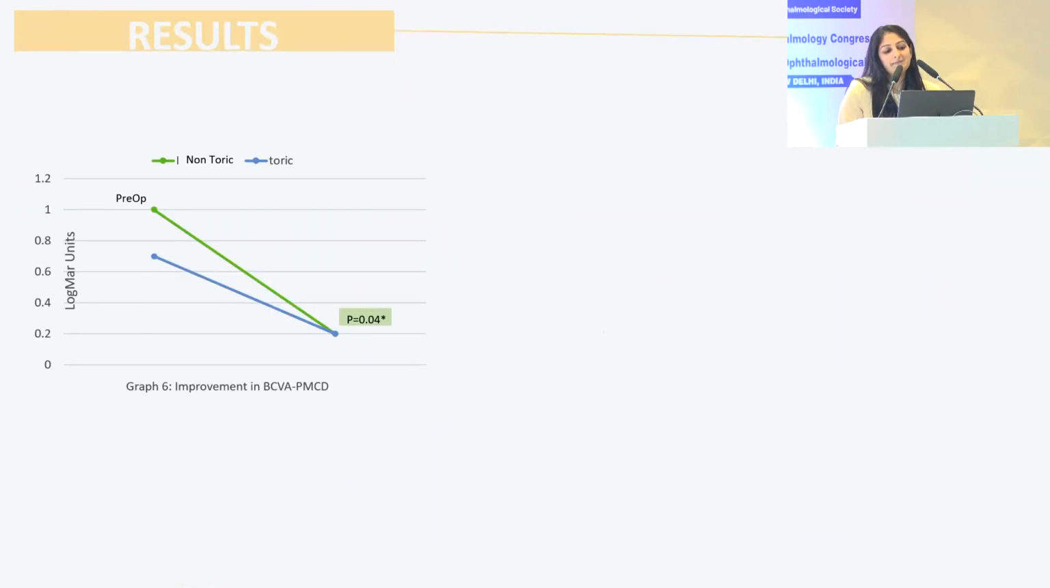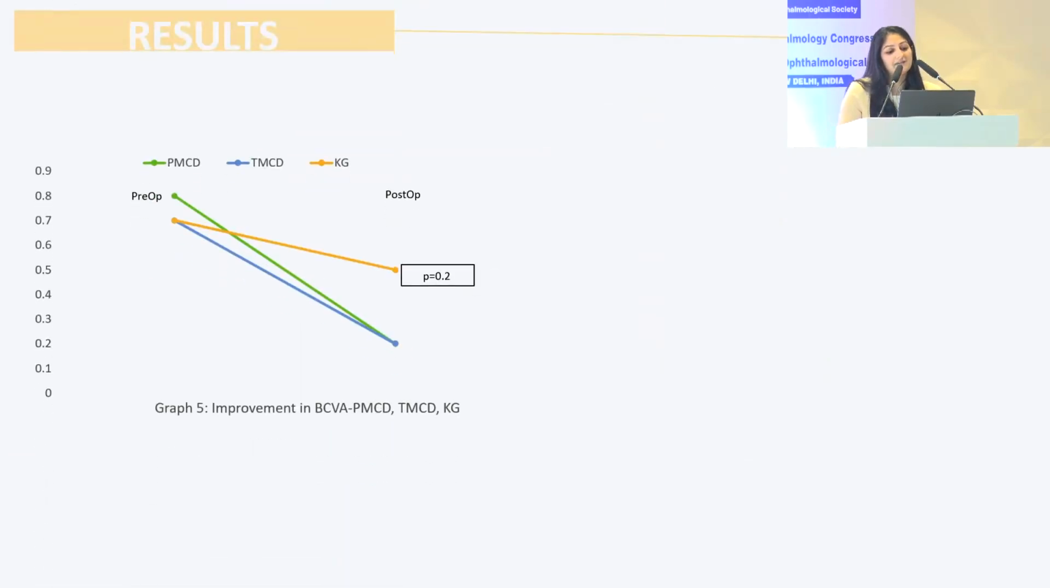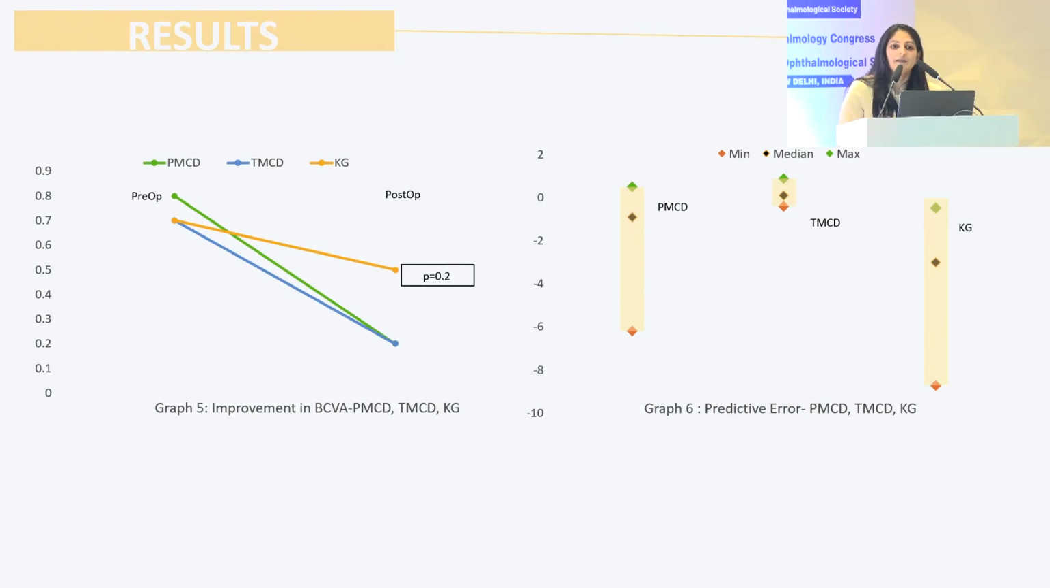When we look at PMCD, again, there is a statistical improvement in the vision post-operatively, but the prediction errors were again higher in the non-toric group when compared to the toric group. And lastly, in the keratoglobus group, there was not a statistically significant improvement in the vision. And again, prediction errors were higher in the keratoglobus group when compared to the other ectasias.